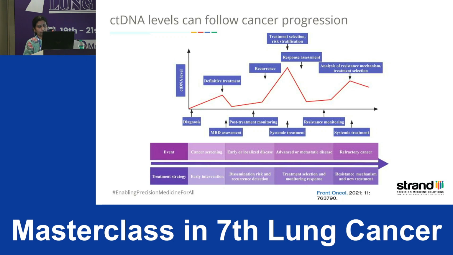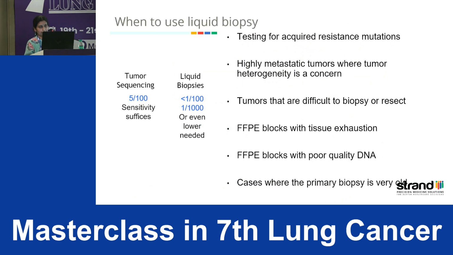And what I'm going to show you is some studies which have taken a look at some of these aspects. So when do we use liquid biopsy over solid biopsy? Like I said, testing for acquired resistance mutations, because you're not going to find them in the original biopsy and you're not really going to be able to biopsy again. Highly metastatic tumors where heterogeneity is a concern. So if you have multiple metastatic sites and you don't know which one to take, this is one of the things you could do. Tumors which are difficult to biopsy or resect, of course, as a primary mode.